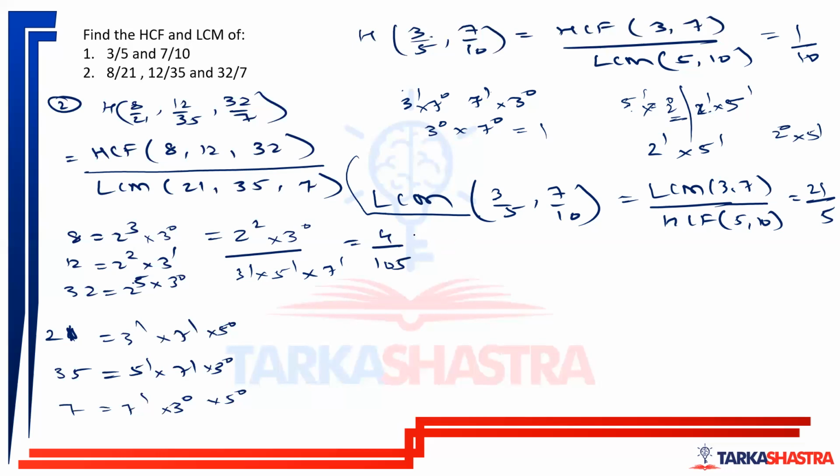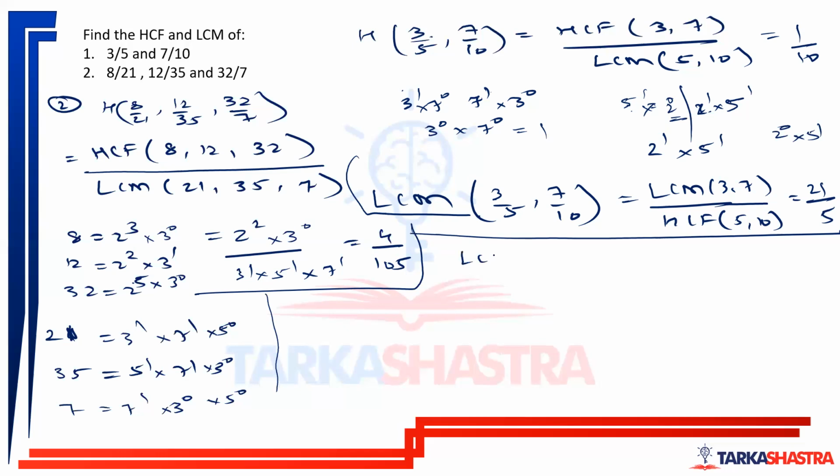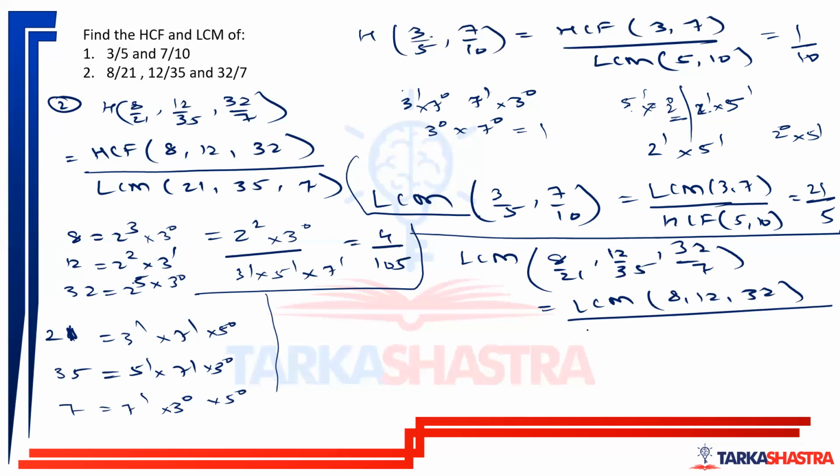Next is HCF and LCM, which we have to find. But now let us try to find out the LCM of the given fractions. LCM of 8/21, 12/35, and 32/7 is going to be LCM of 8, 12, 32 upon HCF of 21, 35, 7. Now we have to find the LCM of 8, 12 and 32. So the highest power is 2 raised to 5 and the highest power of 3 is 3 raised to 1. So 2 raised to 5 into 3 raised to 1, upon the HCF.